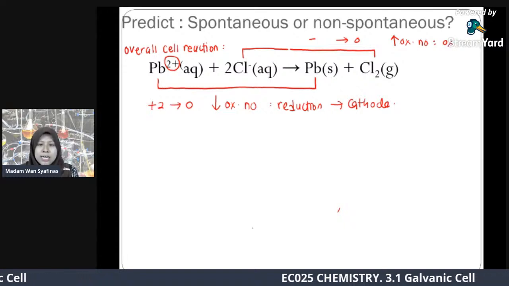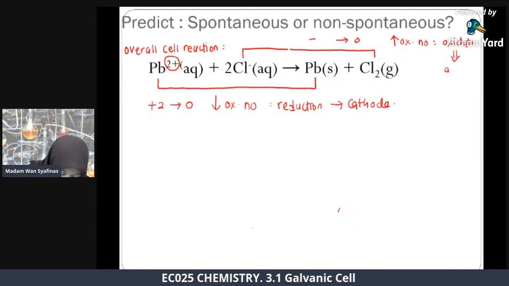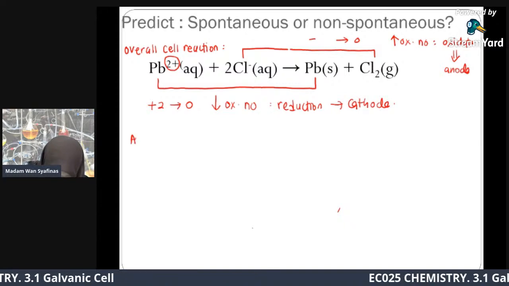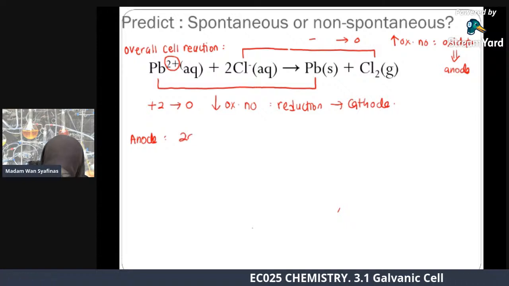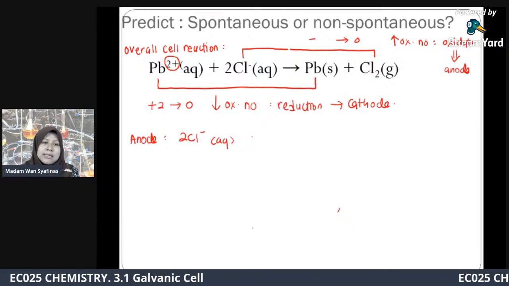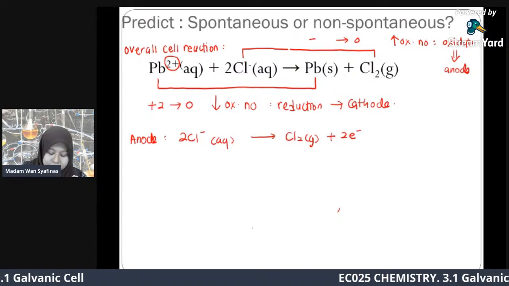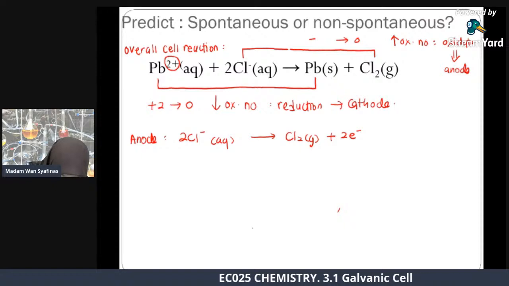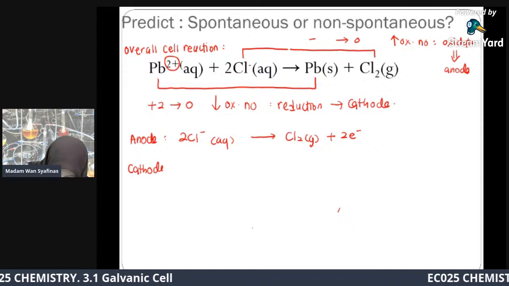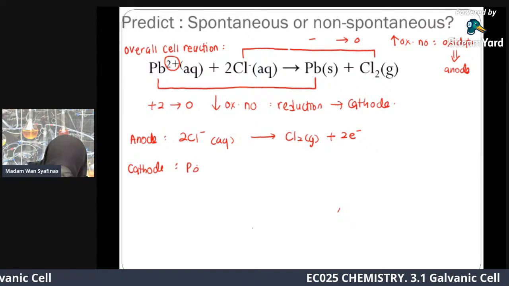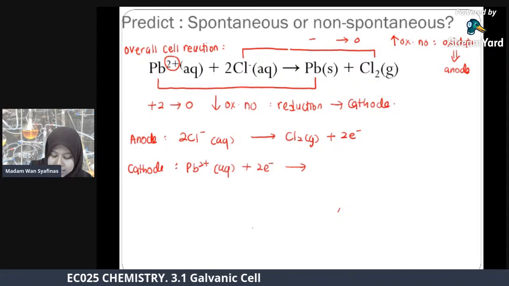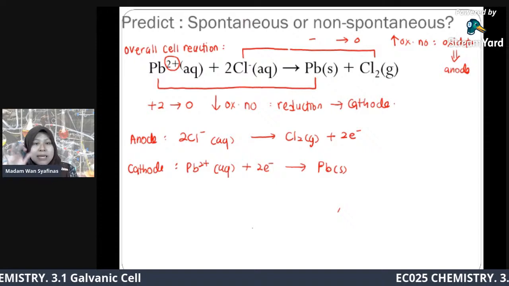Dah tahu ni anode dengan cathode, so kita akan write dia punya half cell. Untuk anode kita ada 2Cl minus aqueous, produce Cl2 gas, plus 2 mole of electron. Kita akan letak elektron sebelah kanan kalau anode sebab dia release elektron. Untuk cathode kita ada Pb2 plus aqueous, dia accept 2 mole of electron, so dia akan produce Pb solid. Kita boleh cancel out kita punya elektron. Overall tak payah tulis dah sebab dia dah bagi overall.